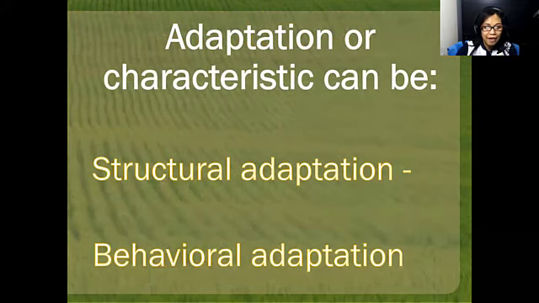All right, adaptation or characteristic has two categories or two types. Number one is structural adaptation. And number two is behavioral adaptation.